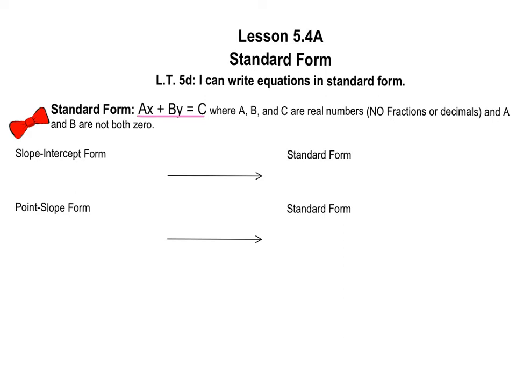If we use two of the equations we already have, slope-intercept form and point-slope form, there's a couple steps that we can do to change them into standard. Slope-intercept, as a reminder, is y equals mx plus b. We're trying to get a number times x plus a number times y equals a constant. In slope-intercept form, b is your constant that we want to get by itself.